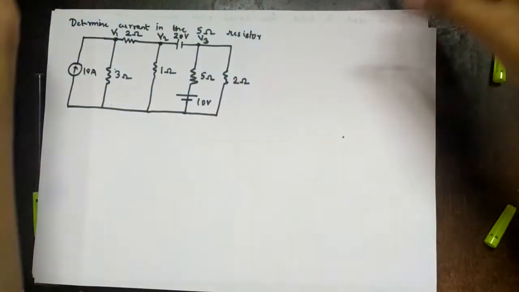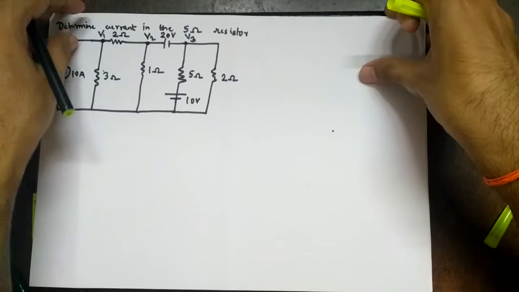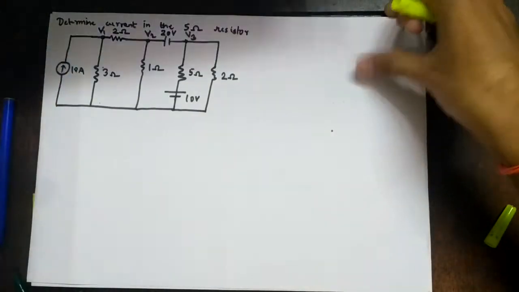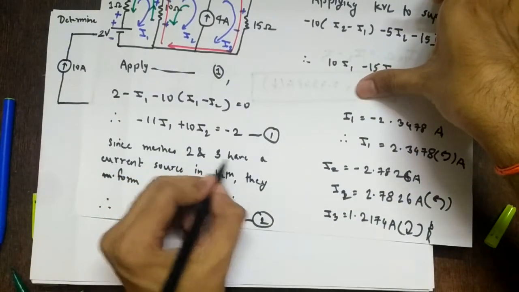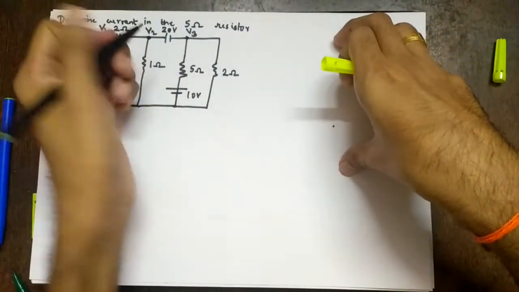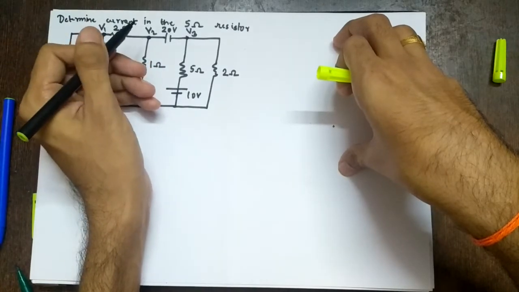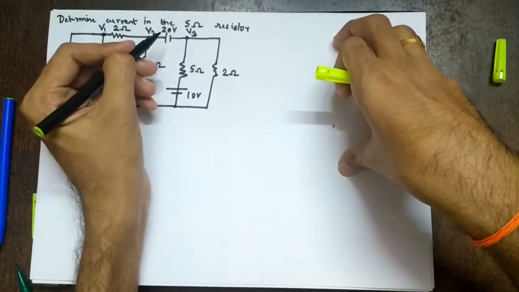So next we use KCL and supernode analysis. What will be a supernode? What was a supermesh? Meshes 2 and 3 shared a common current source. So in this case, nodes will share a common voltage source. There it was a current source, so now they will share a common voltage source.